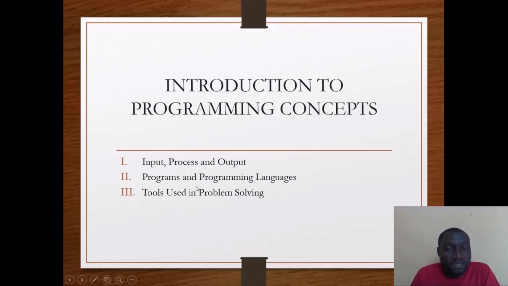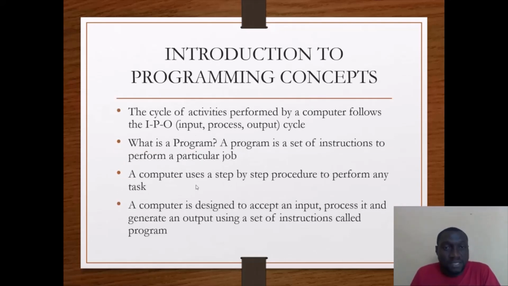Then, how does the computer accomplish this task? Before the computer can be able to accomplish these three tasks, it needs to be programmed. The computer needs to be programmed. And so what is a program? A program is a set of instructions to perform a particular job.